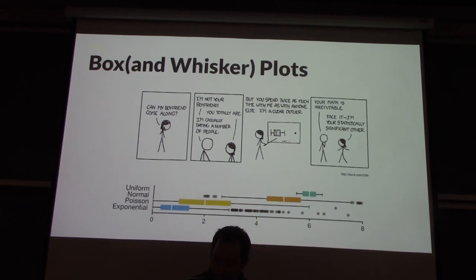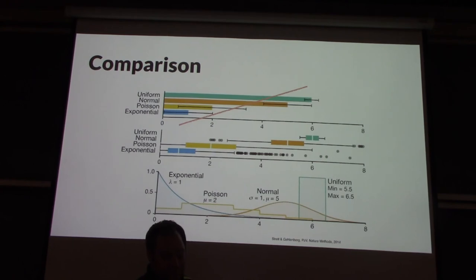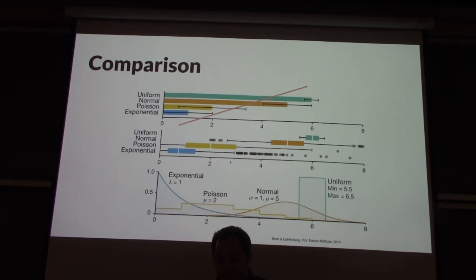So here we have box plots for different distributions. For an exponential distribution, the box plot would look like this. Clearly not something that you want to show. For a Poisson distribution, I think the box plot isn't terrible. For a normal distribution, it is a good choice. As you can see here, that is a faithful representation, and for a uniform distribution, it's also not a good choice.